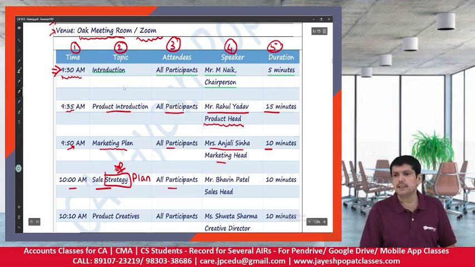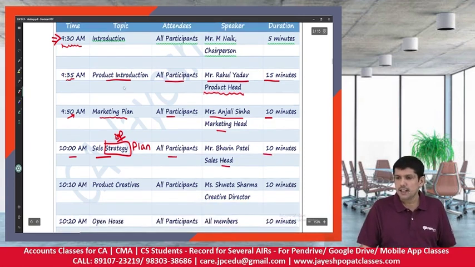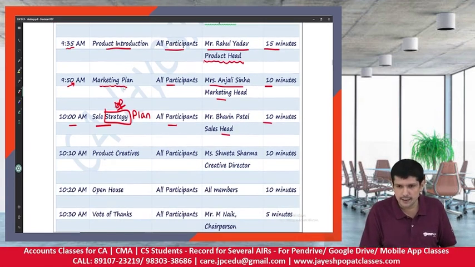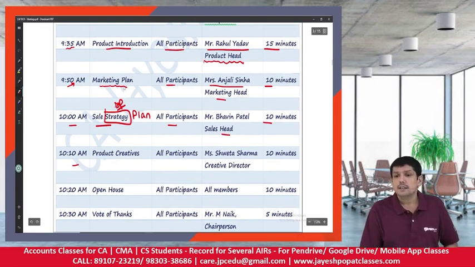Again, who will attend this? All participants will take part in this. Maybe Mr. Bhavin Patel is our sales head. He'll talk about the sales strategy for 10 minutes. So now it's 10:10.